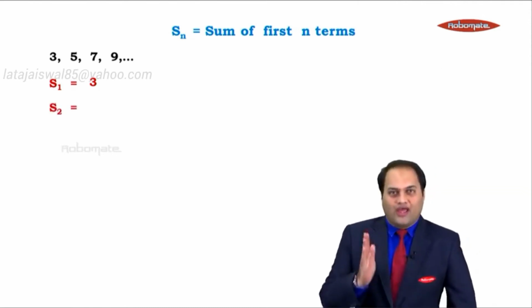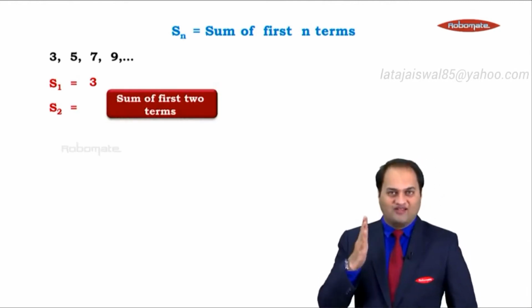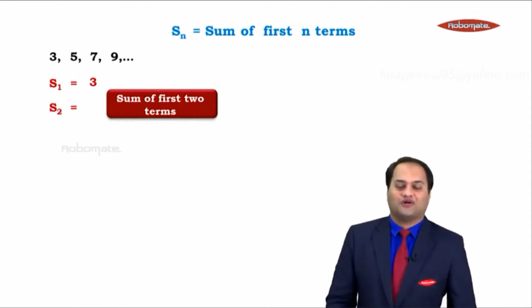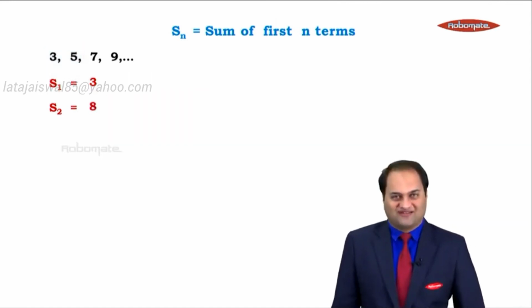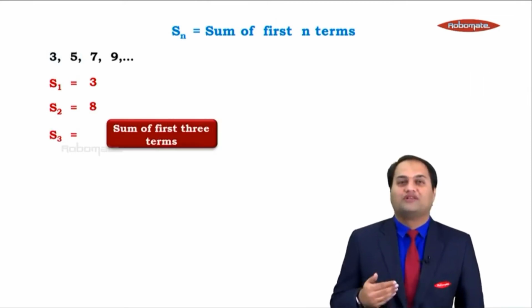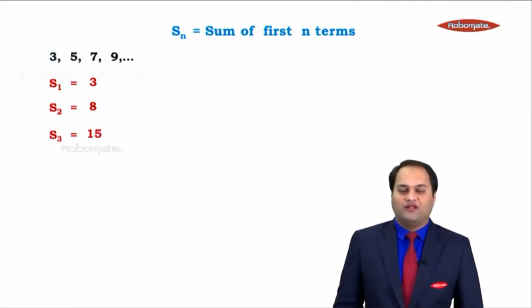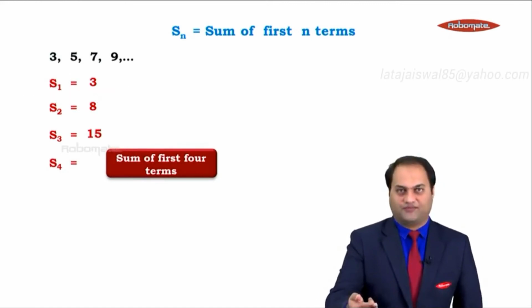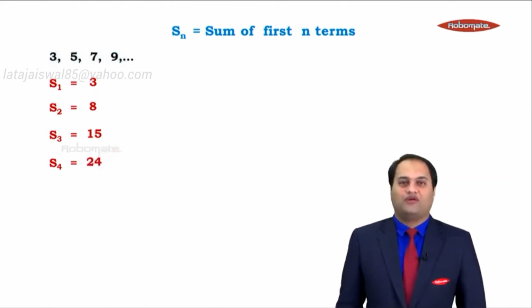What is S2? S2 is the sum of the first two terms. In this particular example, it is 3 plus 5, which is equal to 8. S3 is the sum of the first three terms: 3 plus 5 plus 7, that's 15. S4 is the sum of the first four terms: 3 plus 5 plus 7 plus 9, which is equal to 24.